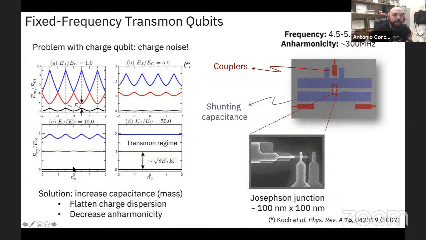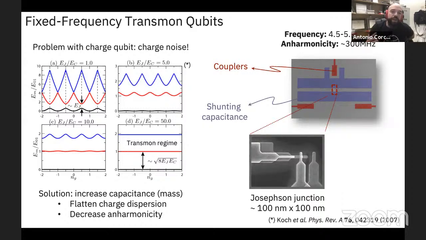And therefore, when we have noise in the x-axis, our frequency suffers less and less until essentially, with an EJ over EC of about 50 or so, we have essentially flat features in these energy levels. And that's good because now we are more insensitive to noise. And then the price to pay for that is we lose anharmonicity. So we see that the distance between black and red and blue is quite varying here, but here it is kind of constant, and also more similar. So we look more like a harmonic oscillator than we were before.